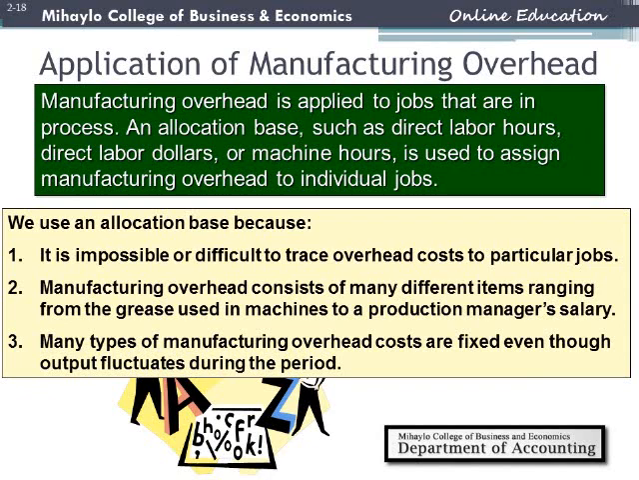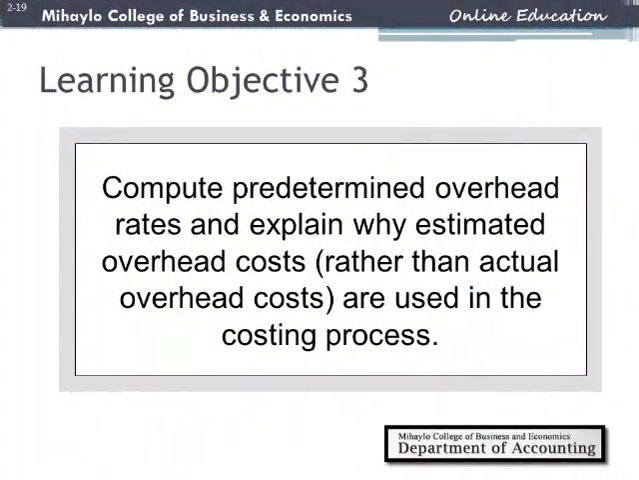A job may be complete and sold before we can determine the actual overhead costs incurred. Finally, many types of overhead are fixed in nature, even though output fluctuates during the period. Learning objective number 3 is to compute predetermined overhead rates and explain why estimated overhead costs, rather than actual overhead costs, are used in the costing process.